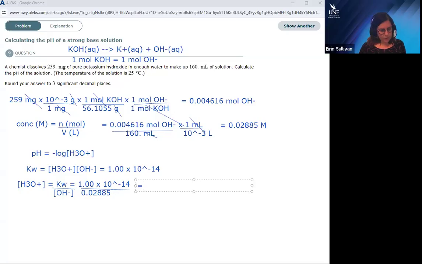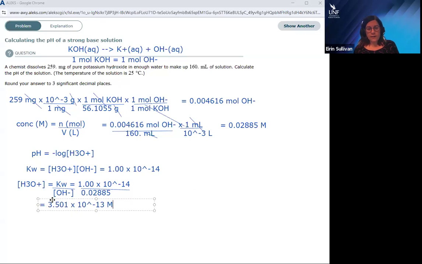So that gives me a concentration of hydronium equal to, it should be small, right? 3.501 times 10 to the power of minus 13, because we know there's that inverse relationship between concentration of hydronium and concentration of hydroxide. So if our concentration of hydroxide is relatively high, our concentration of hydronium is going to be pretty low, and vice versa. Okay, so we have calculated that. So now we can go ahead and calculate pH.